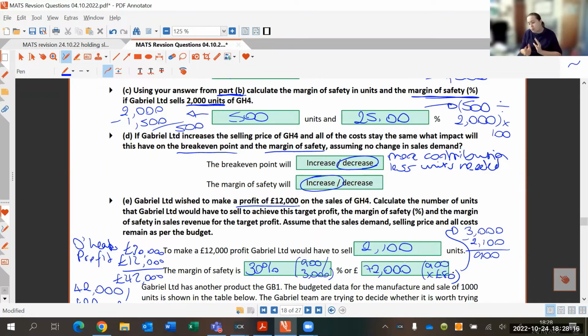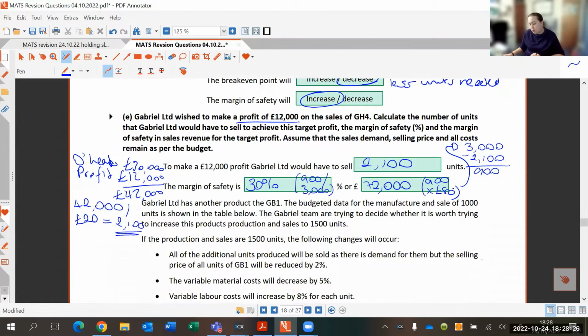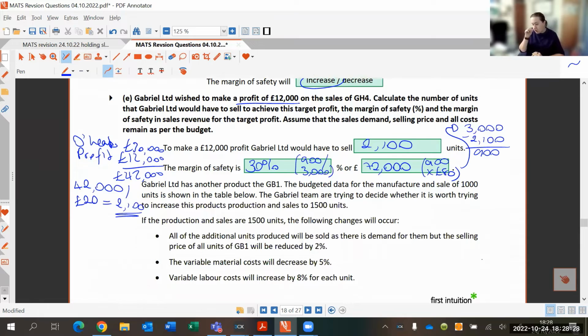But those are some really good examples of typical questions that you might get on this task 3 for those short-term decision makers. Right, we've now got another section to do, which is where we're adjusting budgetary information to take into account the different things we need to know. We've got another product now that the same company produces, and we've got a table on the next page with our budgetary information to show what's going to happen.